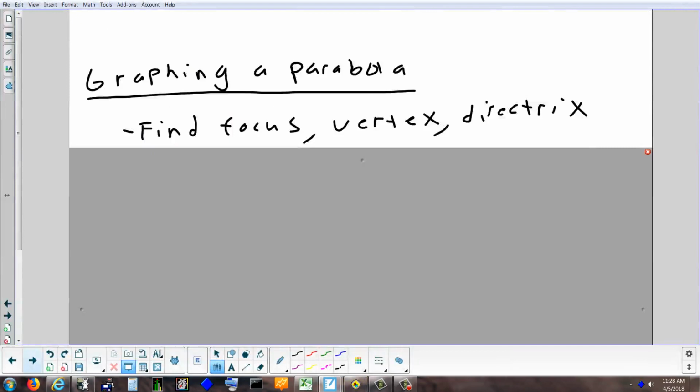Okay, so when we're graphing a parabola, here are some things that are going to help you. You want to find the focus, because that's what it's going to wrap around. You want to find the vertex. And you want to find that invisible line that it bends away from.